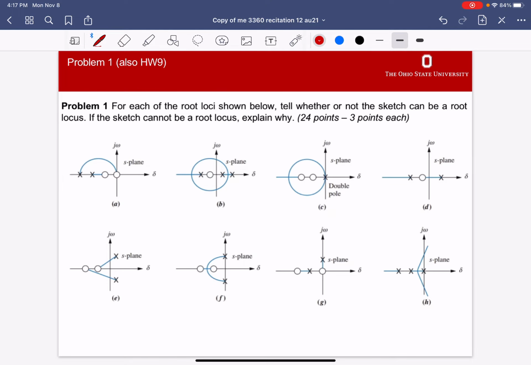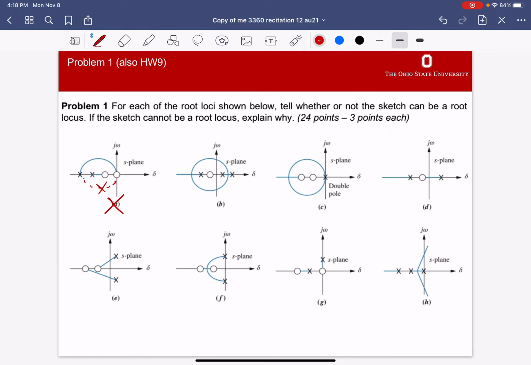Alright, so for part A, as you all said, yes, this is not a root locus. Perhaps the easiest catch before you do any analysis is just that this is not symmetric. And so, no, it can't be a root locus. And then moving on to part B.